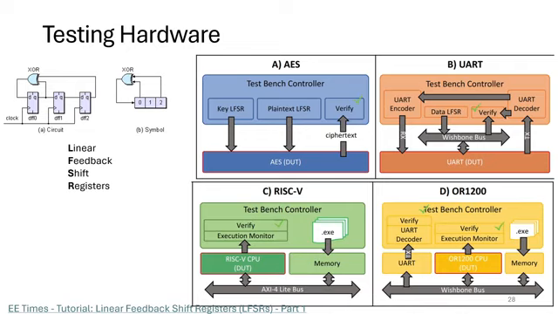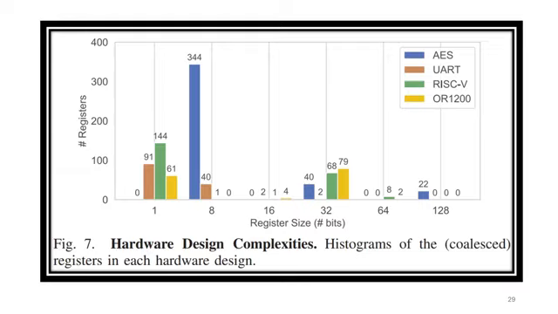The UART module is very similar to the AES one. The RISC-V and OR1200 are CPUs with their own instruction sets. So a linear feedback shift register is a way to randomize the vector input to each of these devices under test. So this is a list of the registers used. You'll see the AES has those 22 128-bit registers, and there's a lot of registers to go through in each of these.